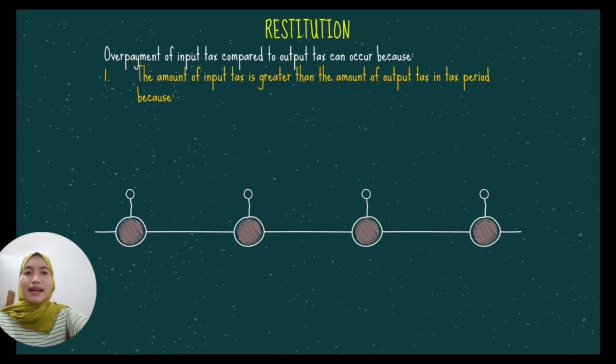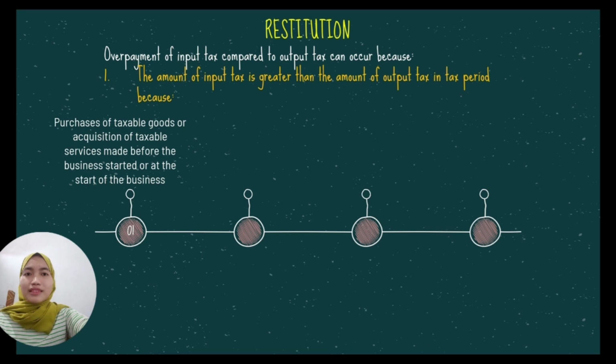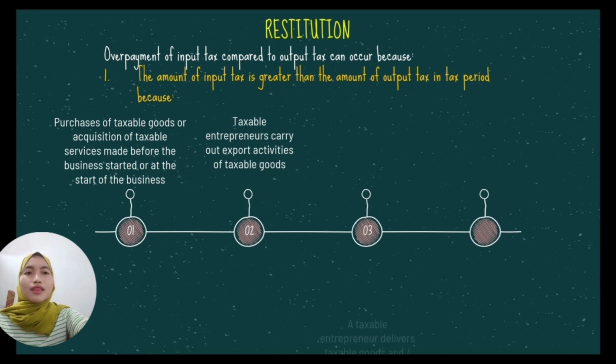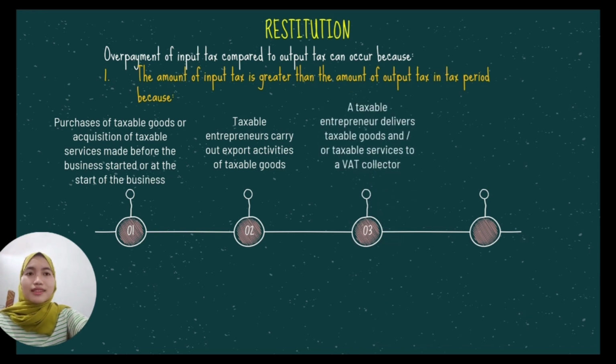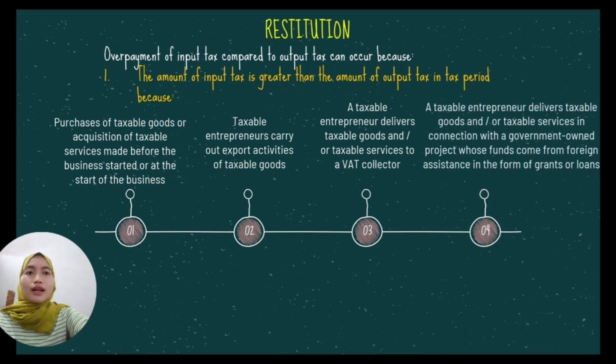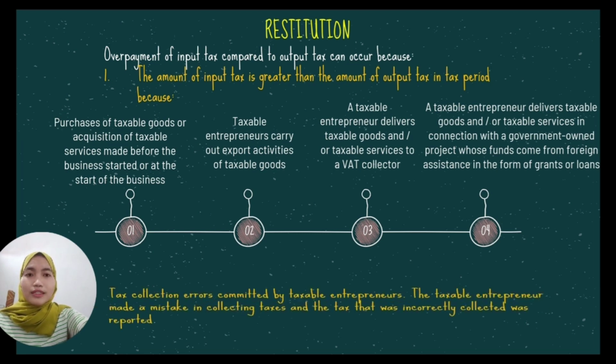Overpayment of input tax compared to output tax can occur because the amount of input tax is greater than the amount of output tax in a tax period because, first, purchase of taxable goods or acquisition of taxable services made before the business started or at the start of the business. Second, taxable entrepreneurs carry out export activities of taxable goods. Third, a taxable entrepreneur delivers taxable goods and all taxable services to a value-added tax collector. Fourth, a taxable entrepreneur delivers taxable goods and all taxable services in connection with a government-owned project whose funds come from foreign assistance in the form of grants or loans.